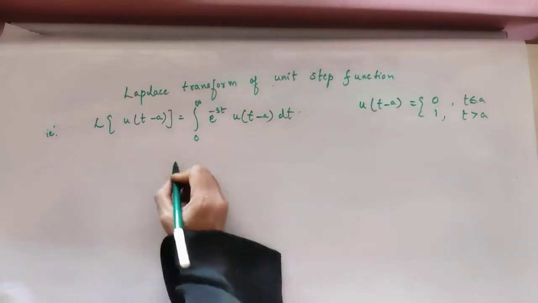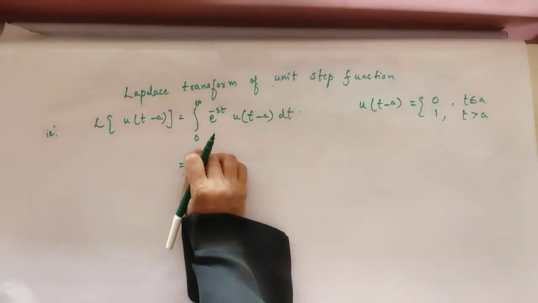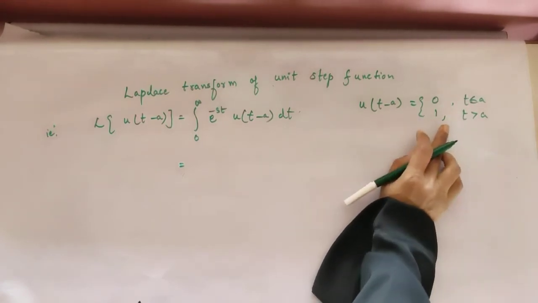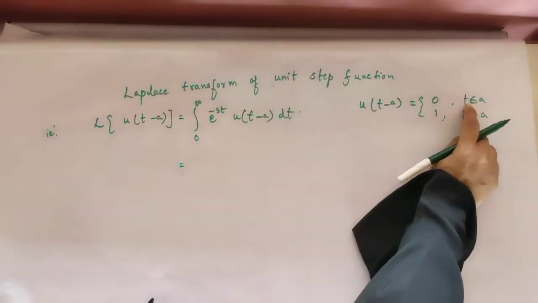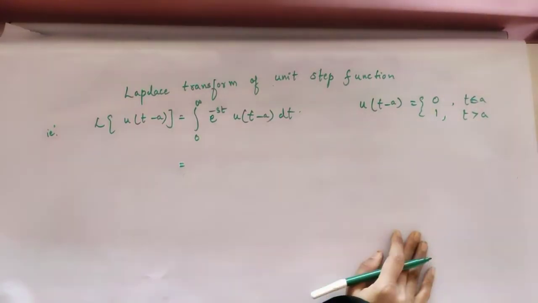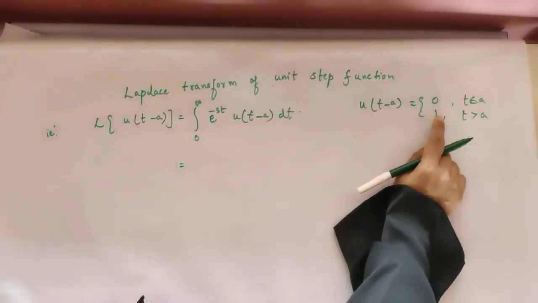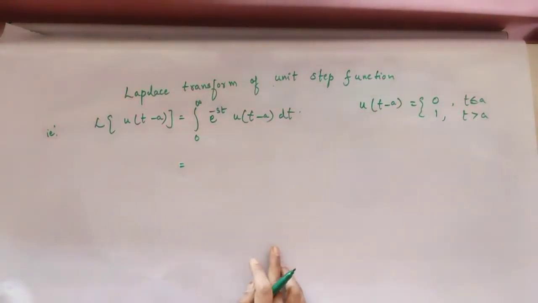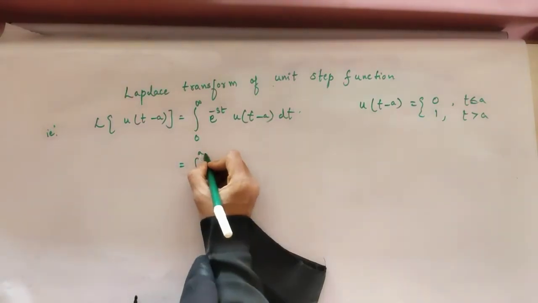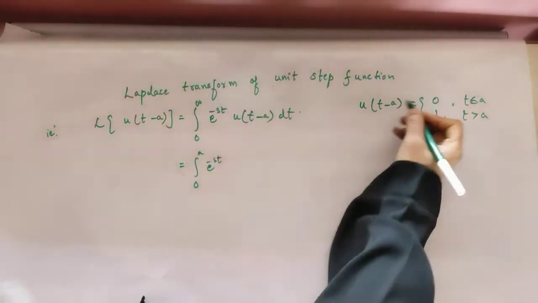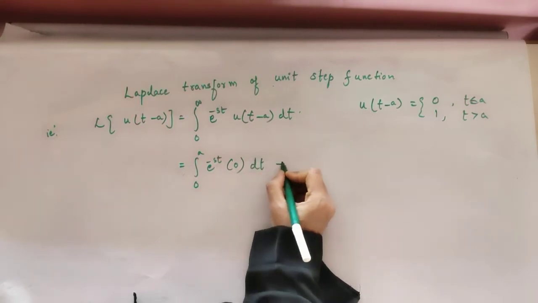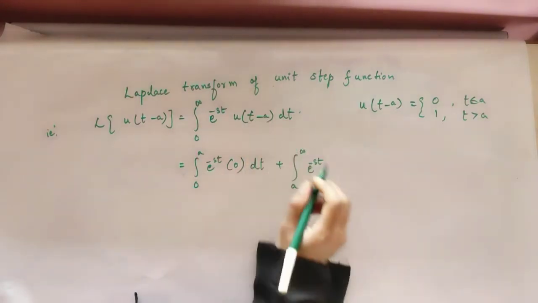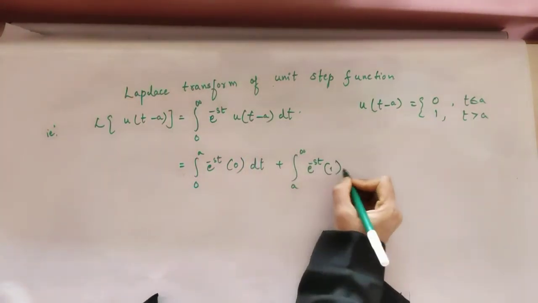Now I have to split this integral because u of t minus a has been defined in two ways. For t going from 0 to a, it is 0 only, as I had shown in the figure also. And for t greater than a up to infinity, it is taking the value 1. So the integral from 0 to a of e to the power minus st, whose value is 0 here, dt, plus the integral from a to infinity of e to the power minus st, where the value of u of t minus a is 1, dt.